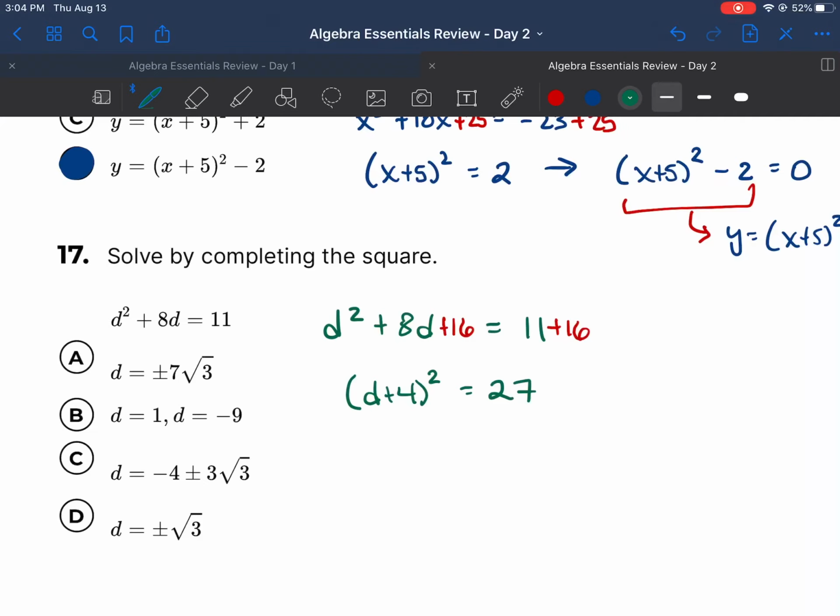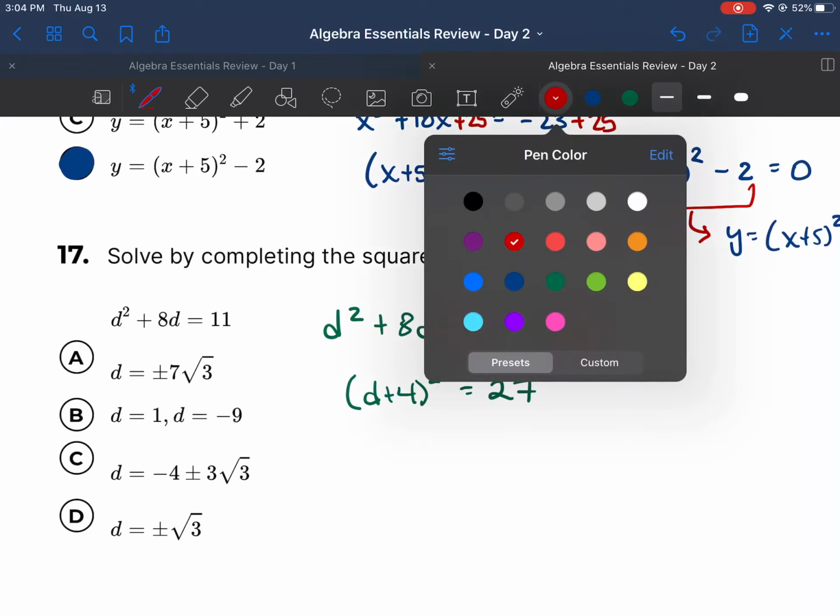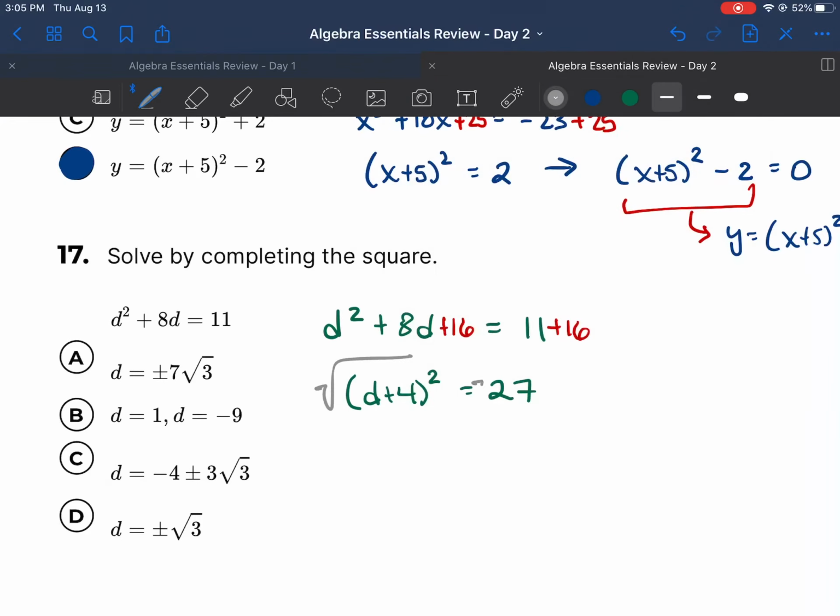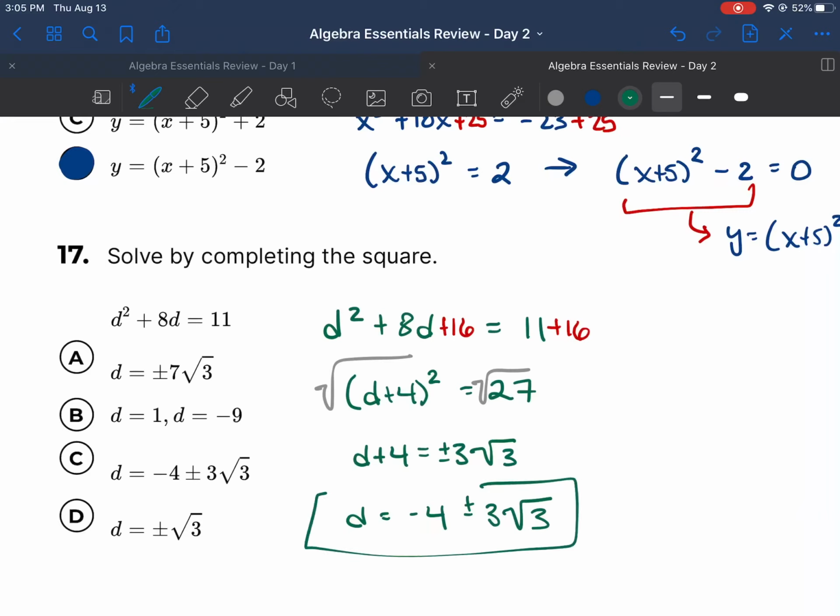So at this point in the completing the square process, we can now try to solve. Let's go ahead and take the square root of both sides and see what happens here. Notice that the square root and the power of 2 will cancel. We'll have d plus 4 equals, well, the square root of 27, if I were to simplify that, would be 3 square root of 3, plus or minus 3 square root of 3. And then to solve for d, all we would need to do is subtract the 4, so we'd have d equals negative 4 plus or minus 3 times the square root of 3, which is answer choice C.